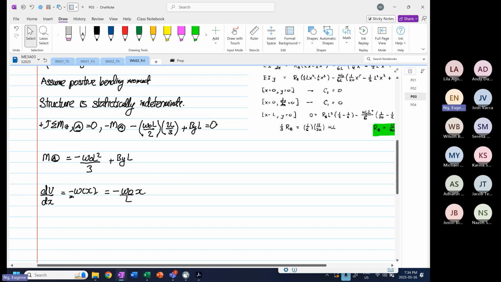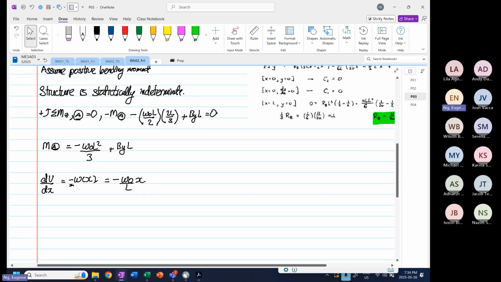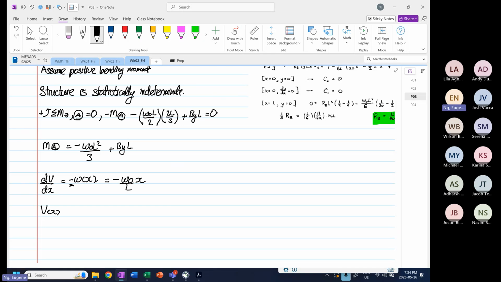And then from here, we have to integrate V as a function of x. We have to integrate minus omega naught over L x dx. So this will be equal to minus omega naught x squared over 2L, right? And then we have plus C1.